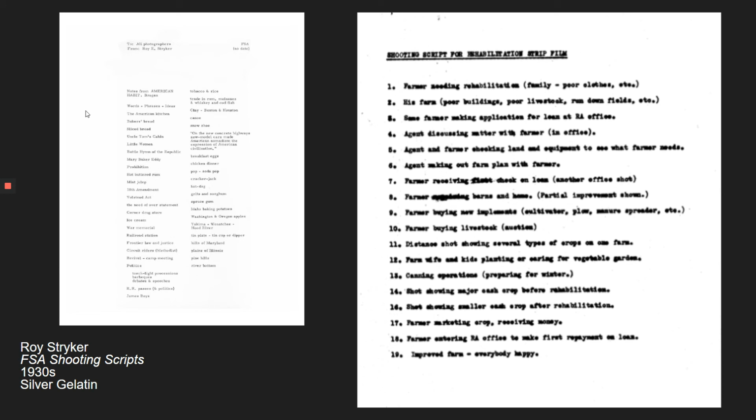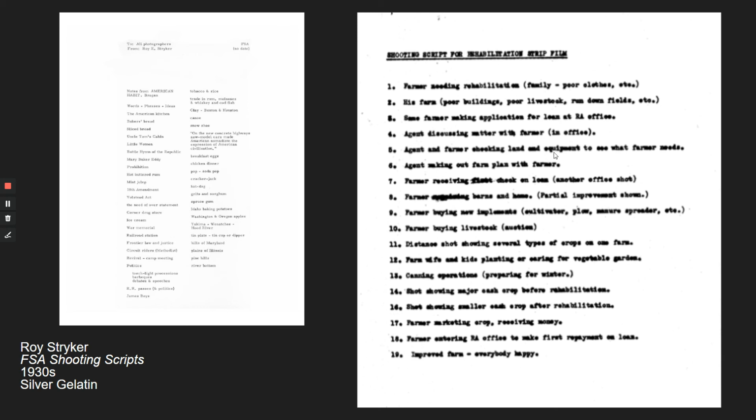So something to give them inspiration, to kind of guide them. And then here's a straight up shooting script. So, farmer needing rehabilitation. I'm sorry, this is a little bit blurry. His farm, making applications for a loan at the RA office, Resettlement Administration office. Agent discussing the matter with the farmer. Agent and farmer.